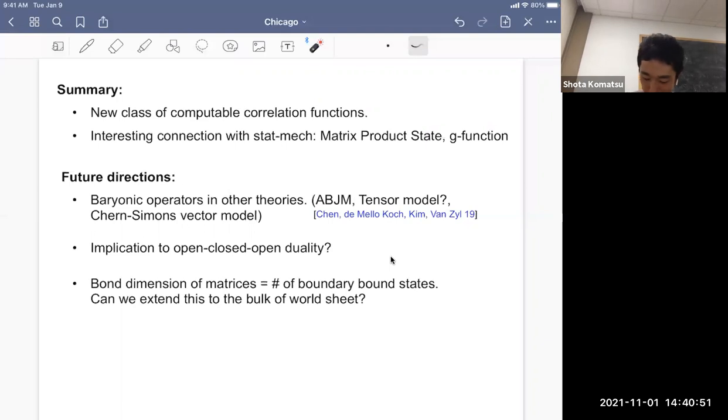One question is more field theoretic. It might be interesting to try to apply these techniques to other setups, where ABJM is just a boring generalization, but maybe for a tensor model or a Chern-Simons vector model.